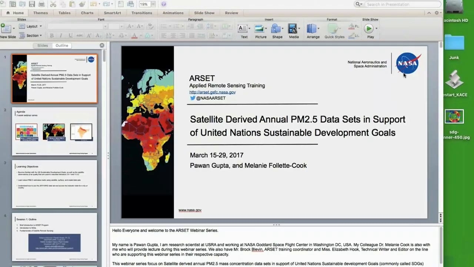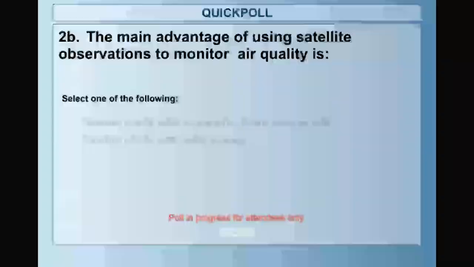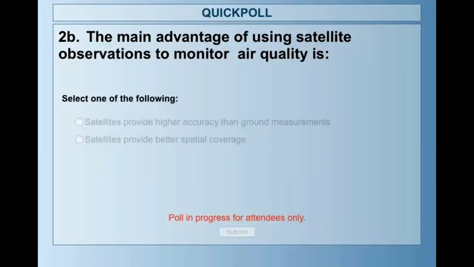Okay, so the next question is another poll: the main advantage of using satellite observation to monitor air quality is which one? Again, you have about 30 seconds to respond to this question, and we just learned about this specific aspect of satellite remote sensing a few slides back.